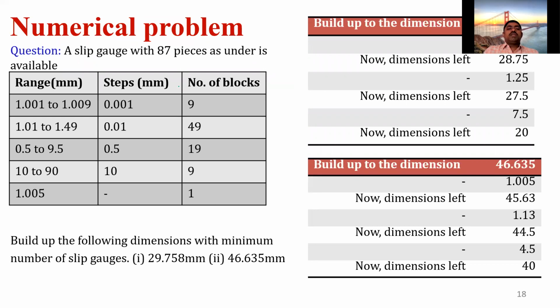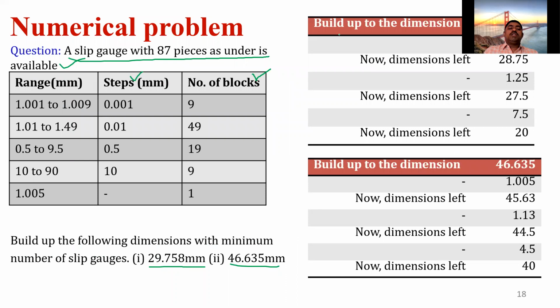So let us consider a problem on slip gauges. Here the slip gauge set with 87 pieces, as under, is available. The range is given for the slip gauges, and we have the steps of the slip gauges, and the number of blocks available is also given. The objective is to build the following dimensions with the minimum number of slip gauges: 29.758 and 46.635.